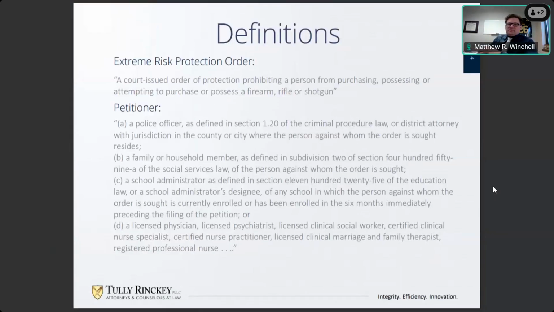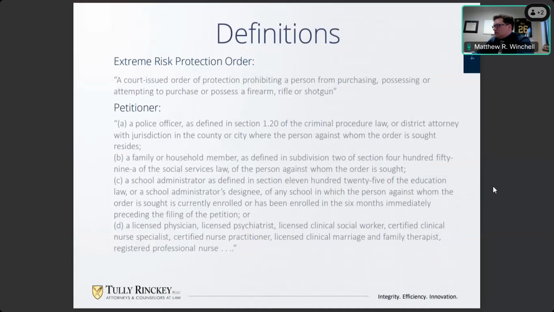There's a couple important definitions that I want to go over before we get started, because not everybody knows what an extreme risk protection order is, and a variety of people can be the petitioner in these types of cases. The extreme risk protection order is a court-issued order of protection that prohibits a person from purchasing, possessing, or attempting to purchase or possess a firearm, rifle, or shotgun.